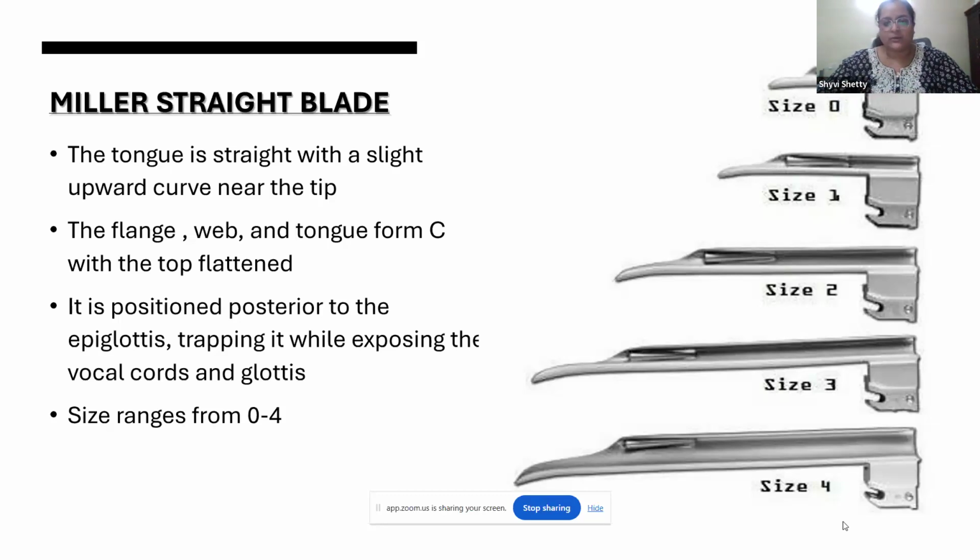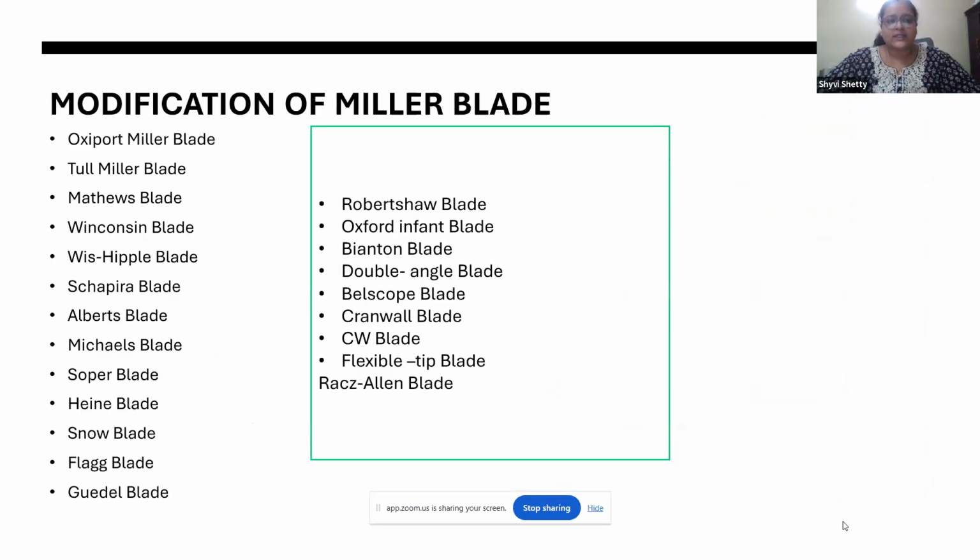Point to be noted here would be, the Miller straight blade we usually use in the pediatric population because, as we know, the pediatric epiglottis is floppy. So the straight blade here would help us lift the epiglottis and have a better view of the larynx. The sizes range here from 0 to 4. These are some of the modifications of the Miller blade, like the Robert Shaw blade, the Oxford infant blade, the Wisconsin blade, the Wis-Hipple blade.